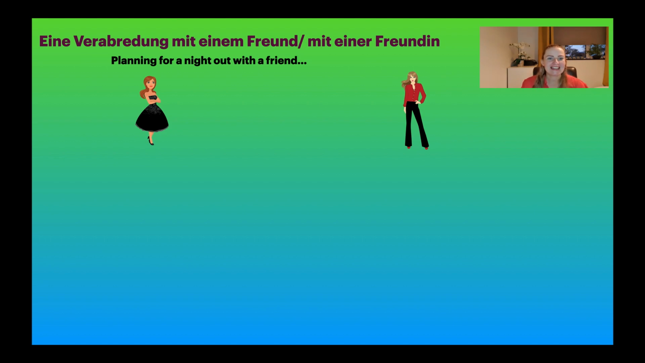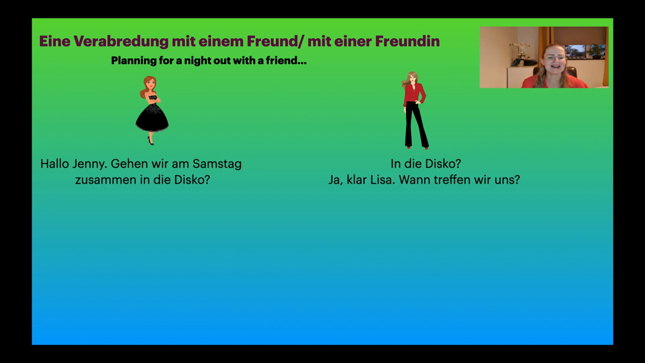Hallo Jenny, gehen wir am Samstag zusammen in die Disco? Hi Jenny, are we going to the discotheque together on Saturday? In die Disco? Ja klar, Lisa. Wann treffen wir uns? To the discotheque? Yes, of course, Lisa. When will we meet? Treffen wir uns um 11? Should we meet 11 o'clock?